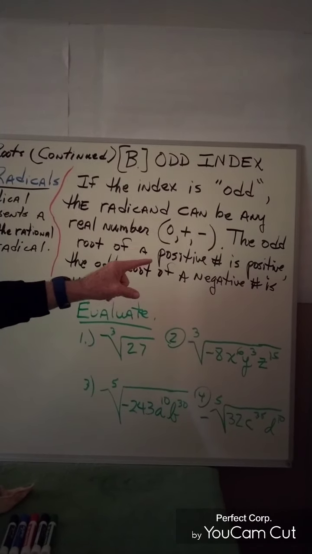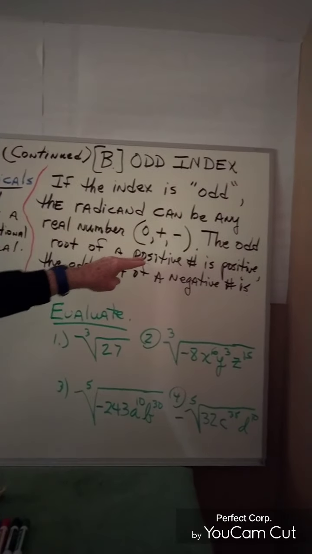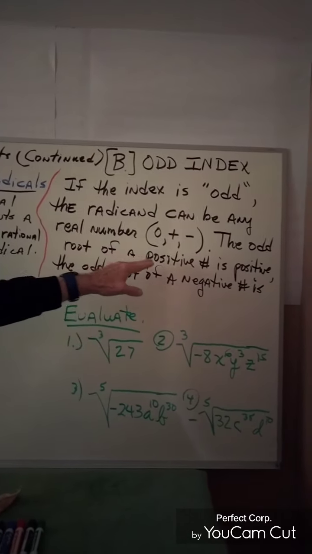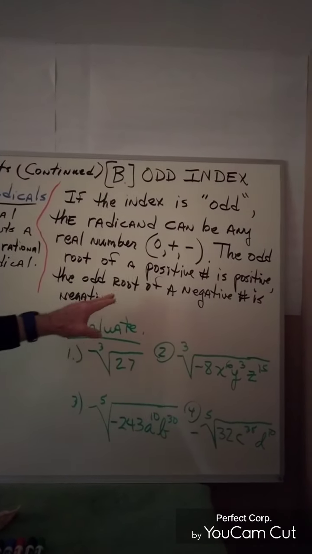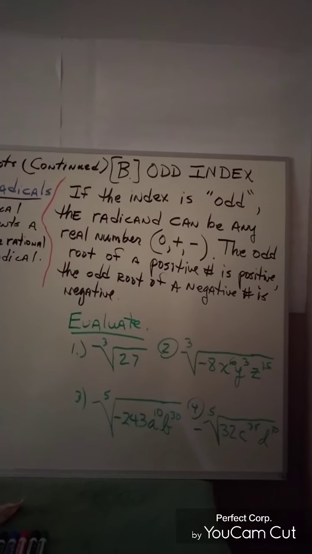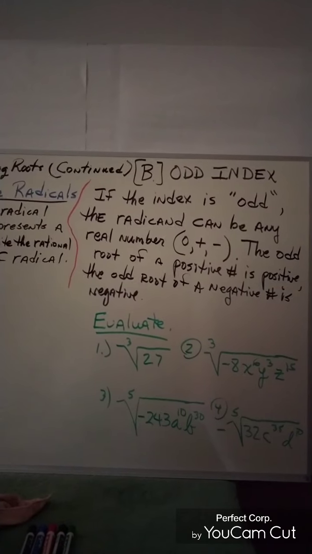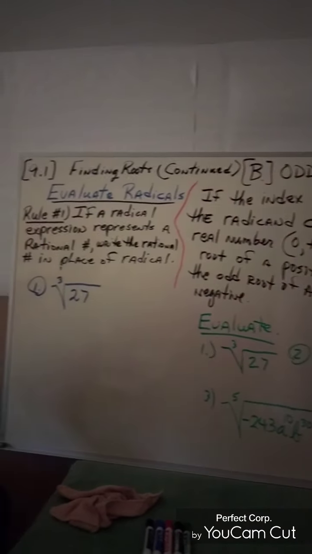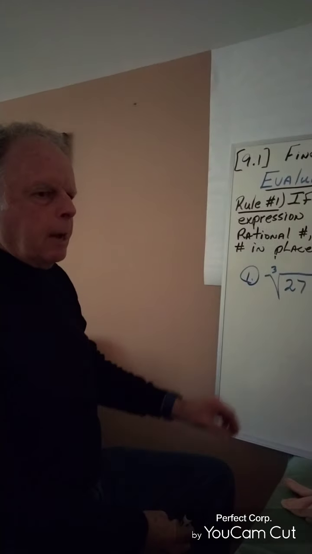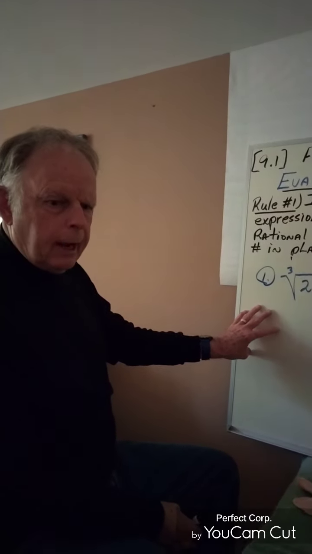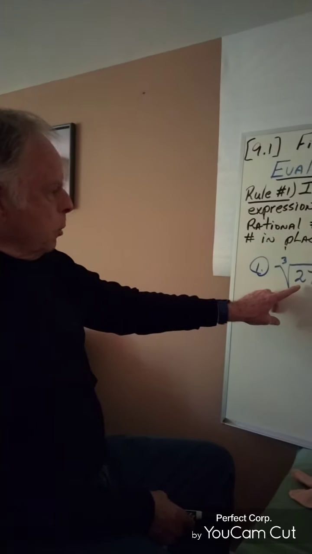Next statement. The odd root of a positive radicand will always be positive, and the odd root of a negative radicand will always be negative. So if the index is odd, the radicand can either be a positive number or a negative number, and it will satisfy over the set of real numbers. Let's take a look at number 1.